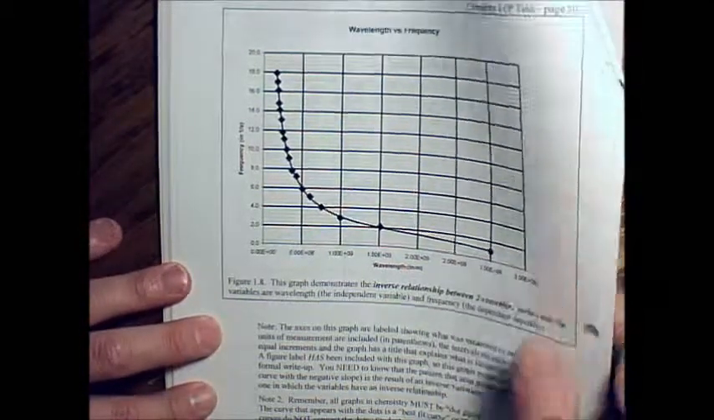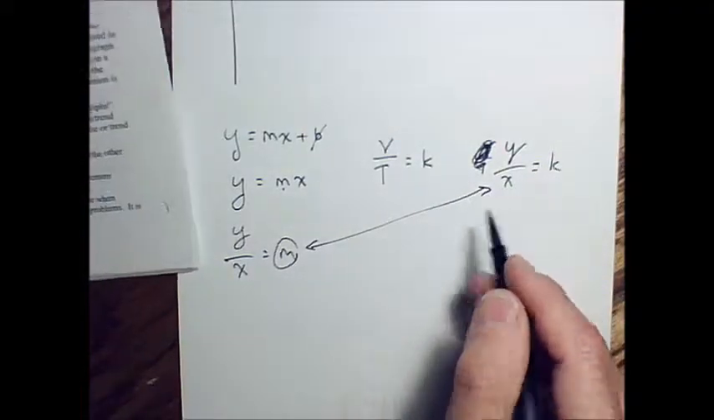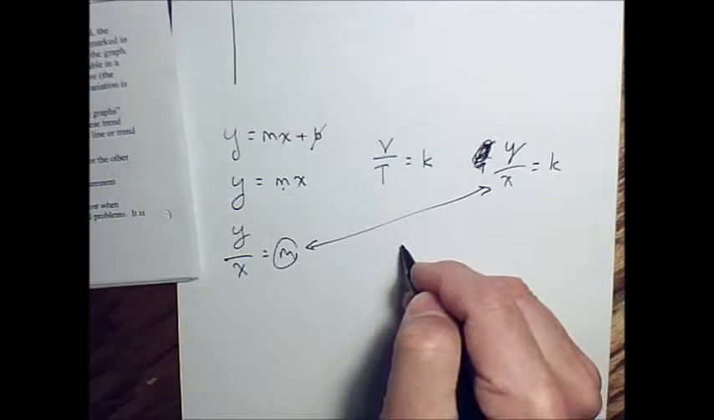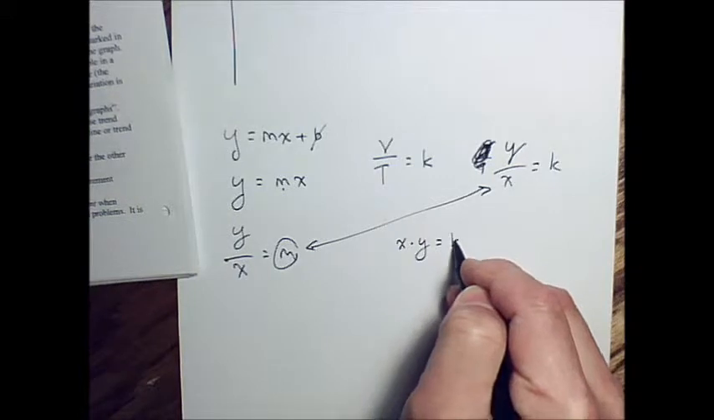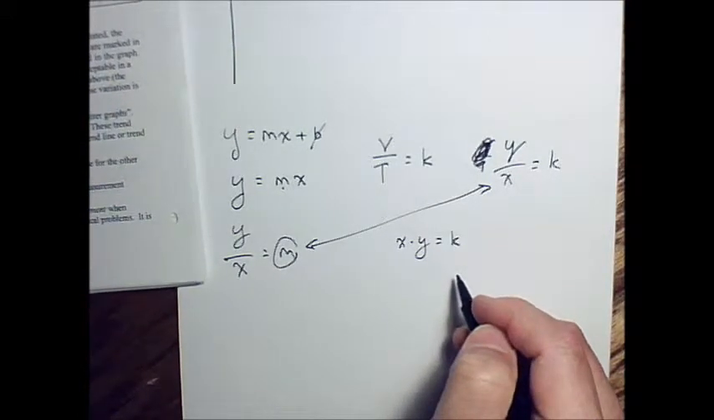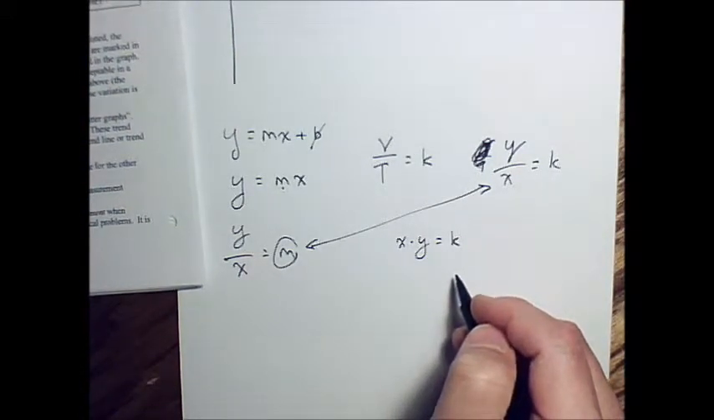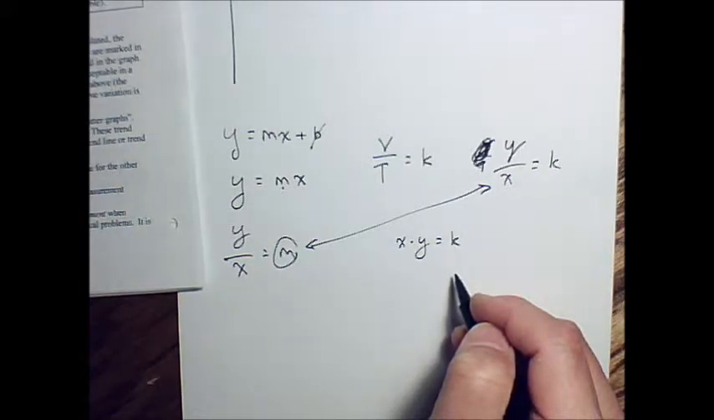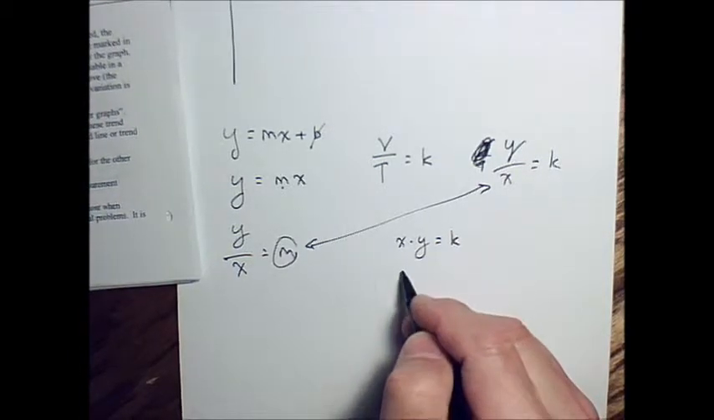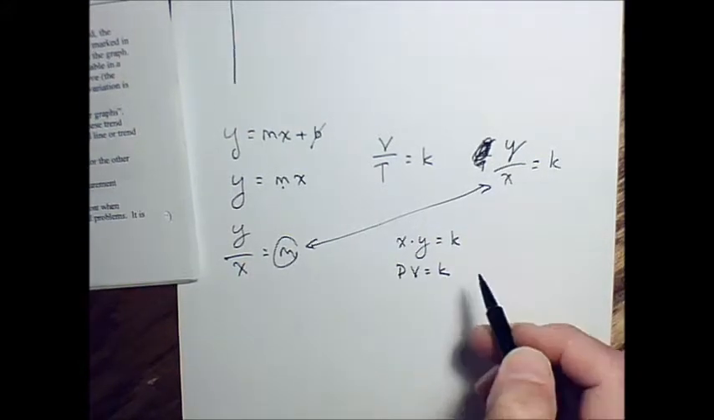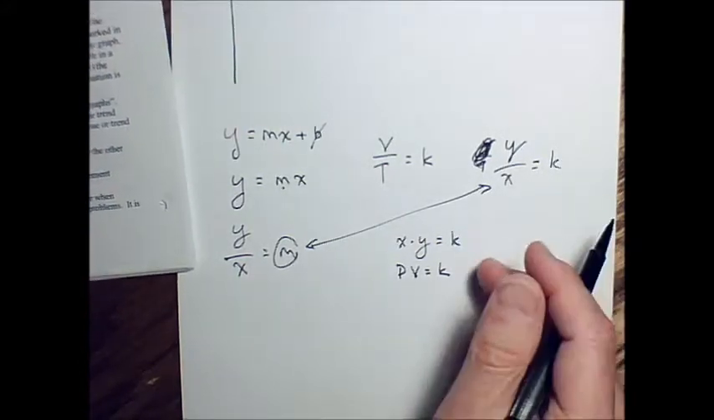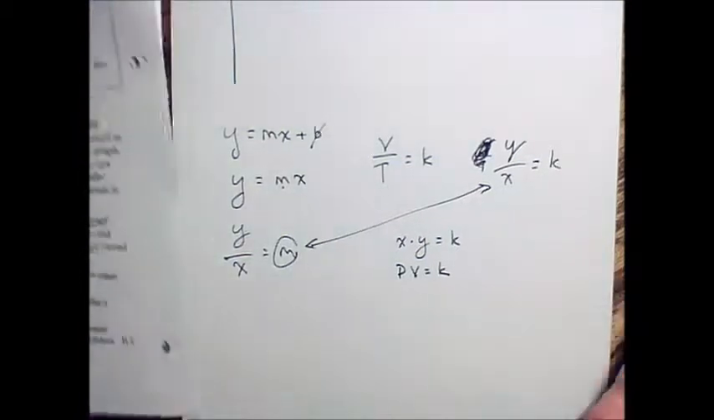Now, an inverse relationship has a general mathematical formula where x times y equals some k. We won't get to gas laws until I think it is unit 6 or 7, but this is called Boyle's law: pressure times volume equals k. Okay? Now you don't need to know that right now, but I'm just telling you.